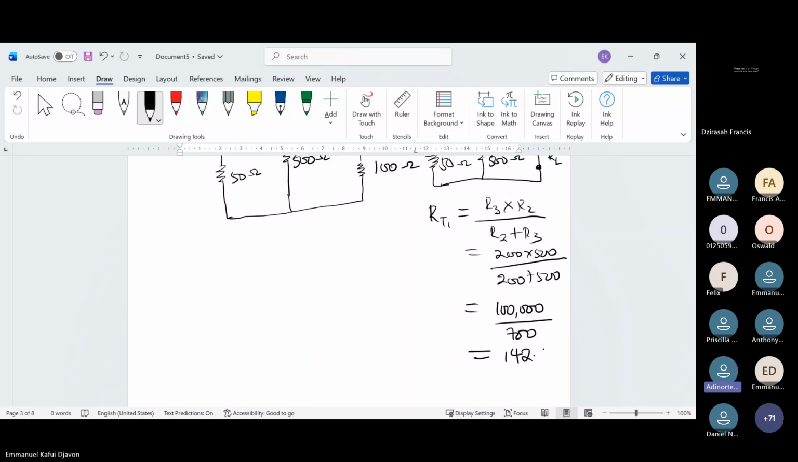142.6 ohms. The numerator is not 100,000. It is 1,000. 0.86 ohms. Yes, it's 0.86. So that says no 0.8.